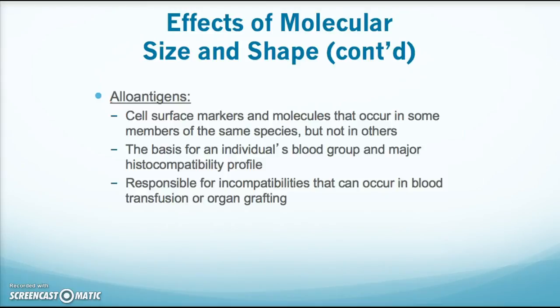With that, we want to think also about alloantigens. These are cell surface markers or molecules that can occur on members of the same species, but not in others.